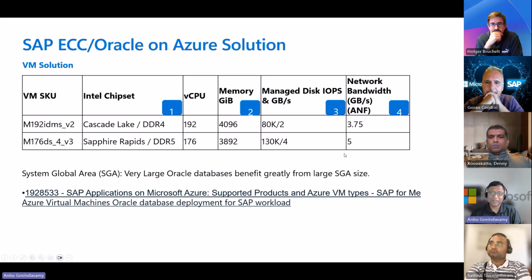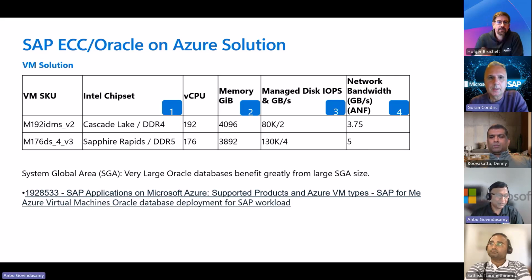So to sum it up, there's the innovation coming from Intel. There's the innovation coming from Azure. The combination of these two really provided the highest processing power as well as the required bandwidth. Hopefully that sums it up. Let me go to the next slide.